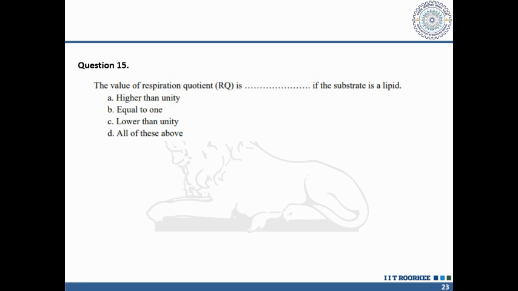Varun is saying C, Mayuri is saying A, and Nancy is also saying A. So let's see what the correct answer is. Option C is the correct answer.